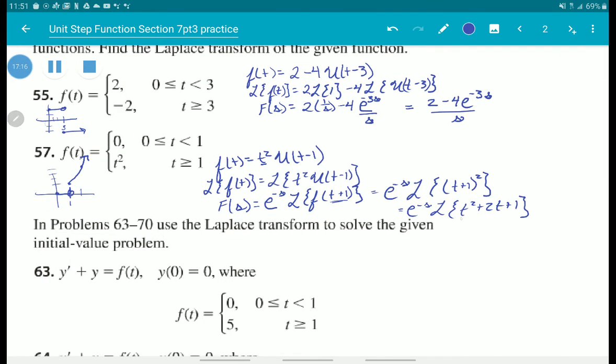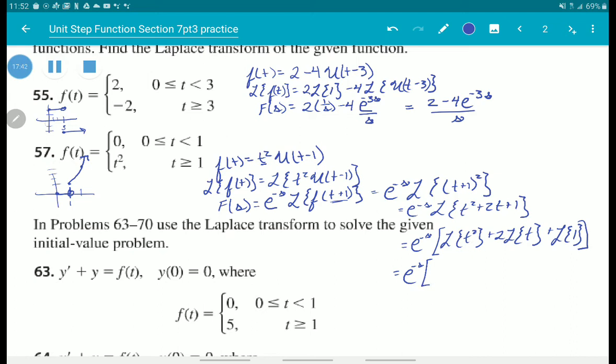So remember, we're going to have to take the Laplace of each piece separately. And then we're going to end up multiplying by e to the negative s. So the Laplace of t squared plus 2 Laplace of t plus Laplace of 1. I don't know about you guys, but I think it's fun to write that funny looking L. It's kind of cool.